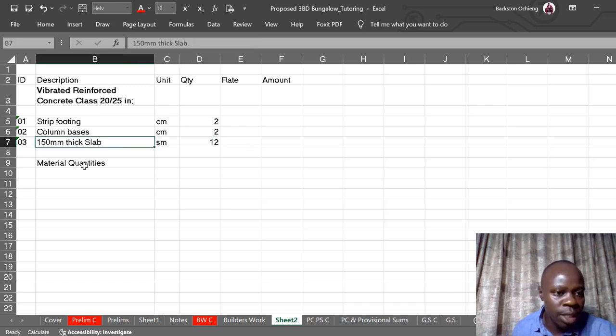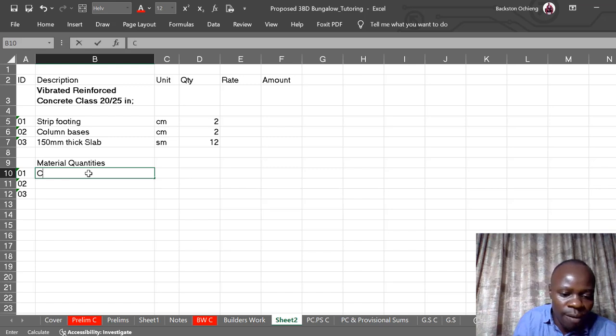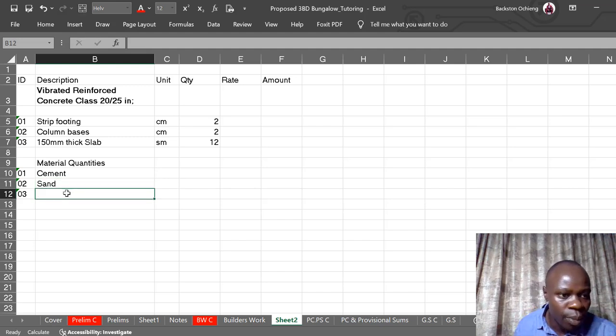So this brings us to the constituents of the concrete that we are dealing with here, which are as follows. That is why we are going to break it down. First of all, we have cement, then we have sand, and then we have ballast.